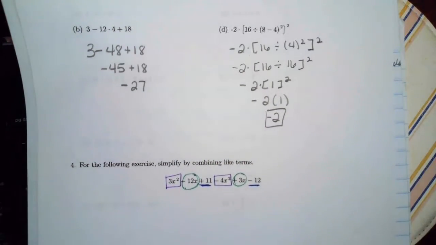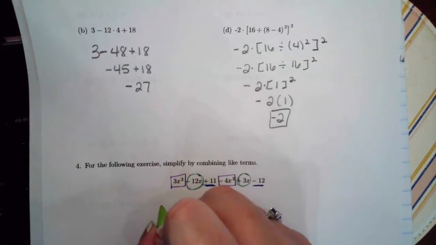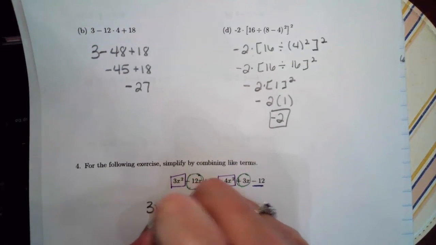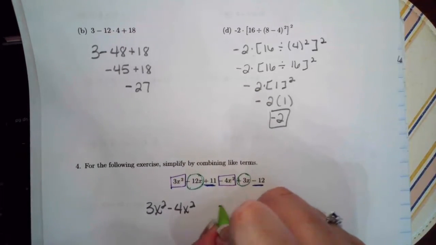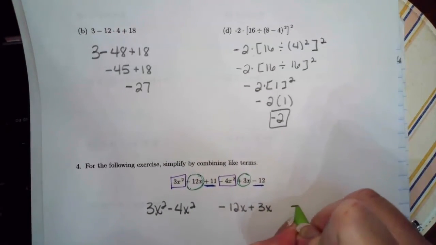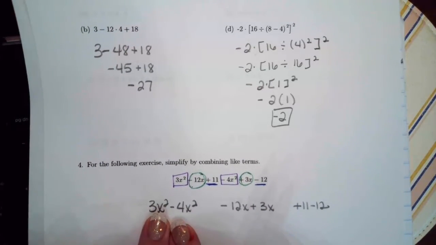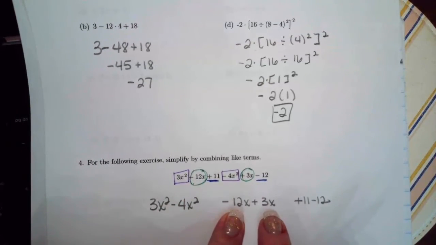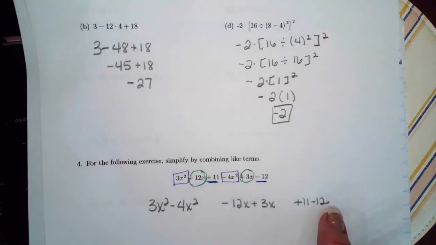So I'm just going to rewrite and put everything in order. Okay? So I've got 3x squareds minus 4x squareds. Then I've got a negative 12x plus a 3x. Then I've got positive 11 and negative 12. So I just put my purple boxes together, I put my green circles together, and I put my blue underlines together. And now just count and tell me how many you have.